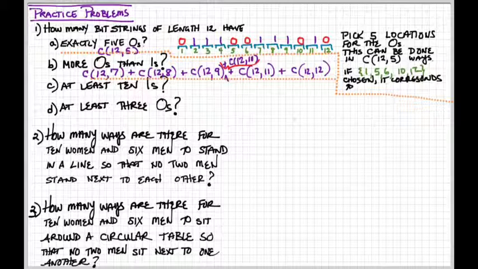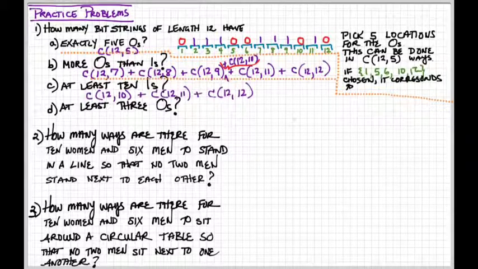For part 1c, we want to know how many bit strings have at least 10 ones. This is really no different than what we just did before, except rather than picking the positions for the zeros, we want to pick the positions for the ones. So we will add on to that the combinations of 12 things taken 10 at a time, 11 at a time, and 12 at a time.